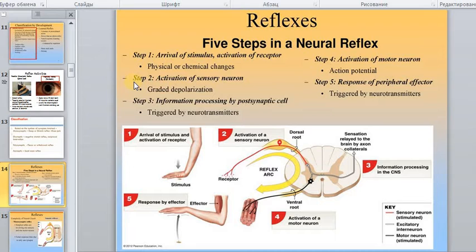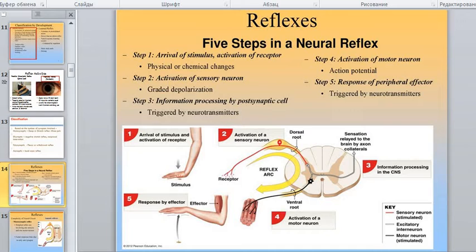And step 2, activation of the sensory neuron here. And step 3, information processing by the postsynaptic cell, and then activation of the motor neuron. The action potential moves to the effector, and there is the response of the peripheral effector, just contraction of the muscle, and we move the hand.